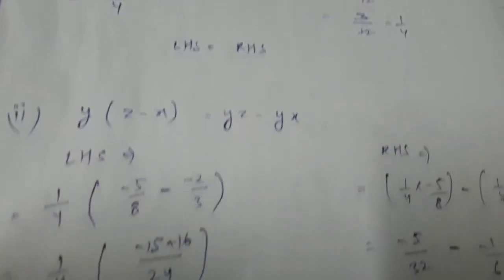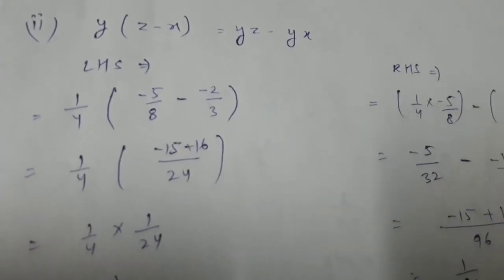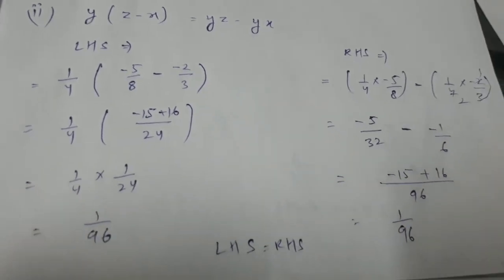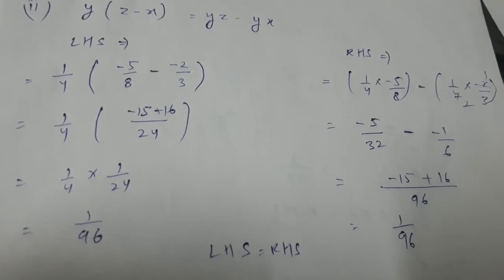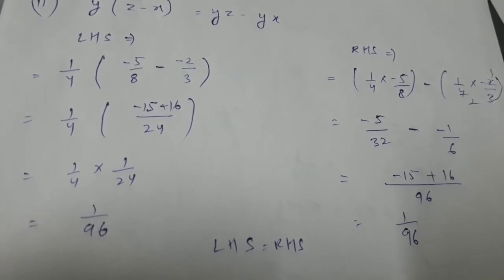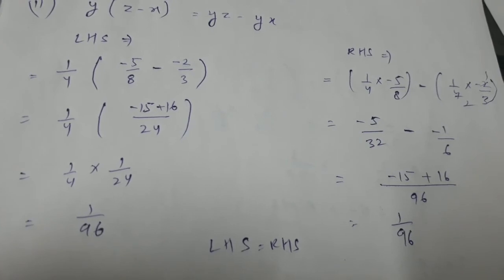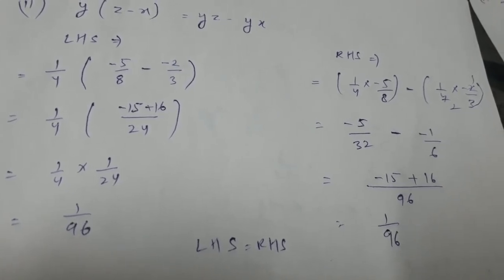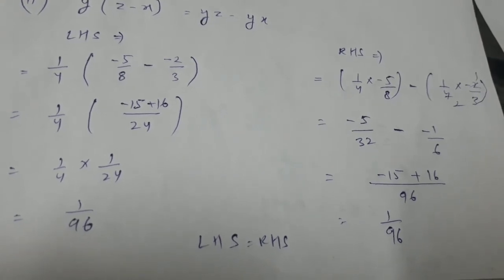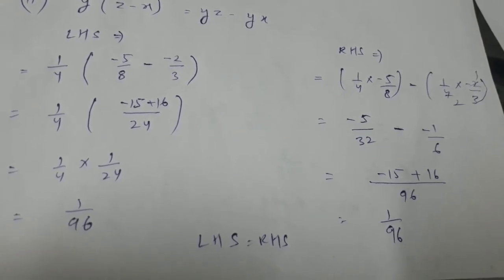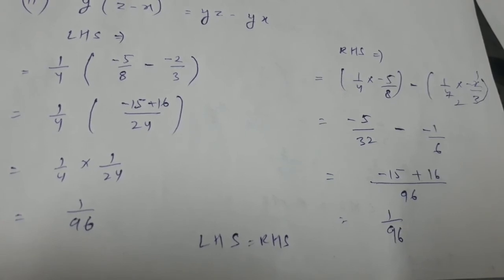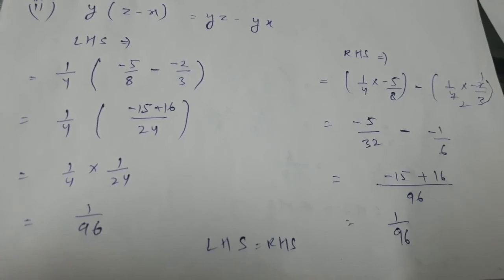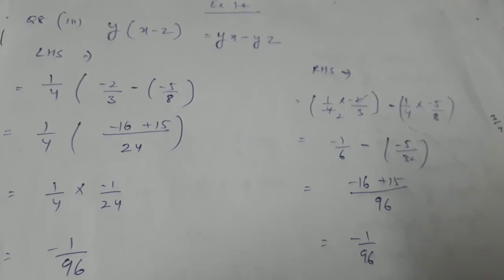In the second part, y multiplied by z minus x equals yz minus yx. So we will put the values: 1 by 4 within bracket minus 5 by 8 minus minus 2 by 3, and on the right hand side 1 by 4 into minus 5 by 8 minus 1 by 4 into minus 2 by 3. After cancellations and solving the equations we will come out as 1 by 96 on both sides. So here the distributive property is satisfied.